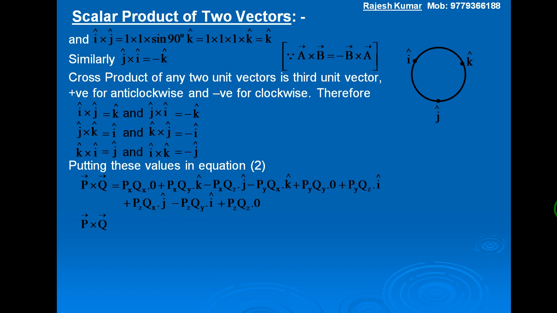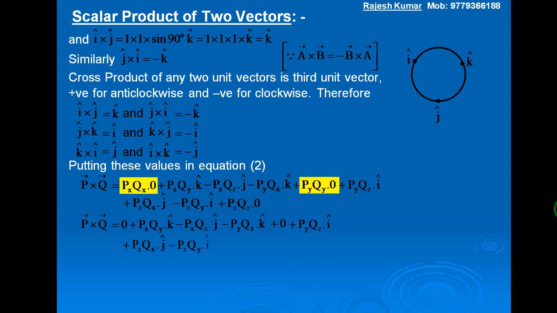Therefore, p vector cross q vector is equal to px qx into 0. This becomes equal to 0. So it is equal to 0 plus px qy k cap minus px qz j cap minus py qx k cap plus again py into qy into 0. This becomes 0 plus py qz into i cap plus pz qx into j cap minus pz qy into i cap plus again pz into qz into 0. This becomes equal to 0.